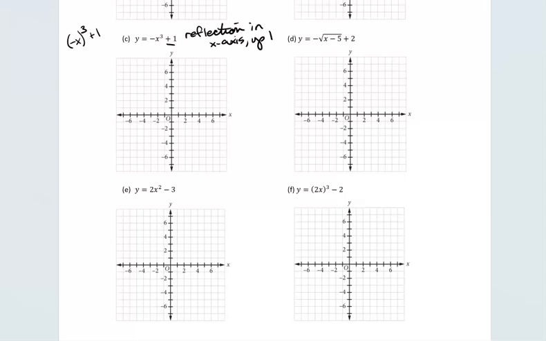Same thing here. For D, that's a reflection in the x-axis, again, because it's not inside of the square root, okay? It would look like this if it was a reflection on the y-axis. Then the -5, because that's on the inside, that means we're moving right 5, because that is inside the radical. You see how it cuts off right there. And then that +2 is an up 2.